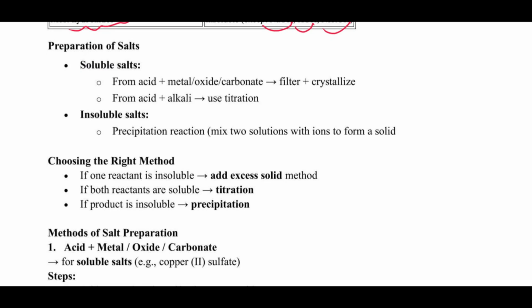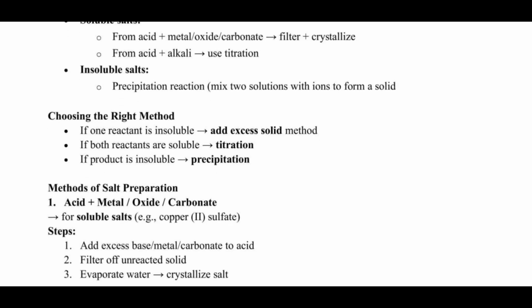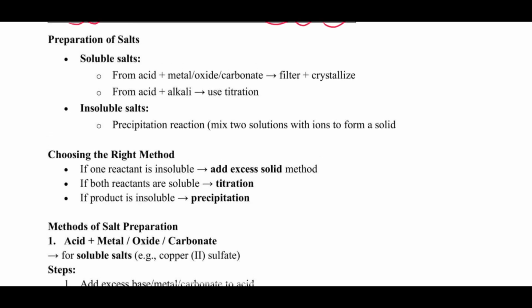So for soluble salts, we have two types of methods that we can use to prepare salts. And for insoluble salts, we have just one method, okay? Insoluble salts means the product will be insoluble. So which method are you going to use for insoluble salts? That is just the precipitation method, okay? In which you will get the precipitates.